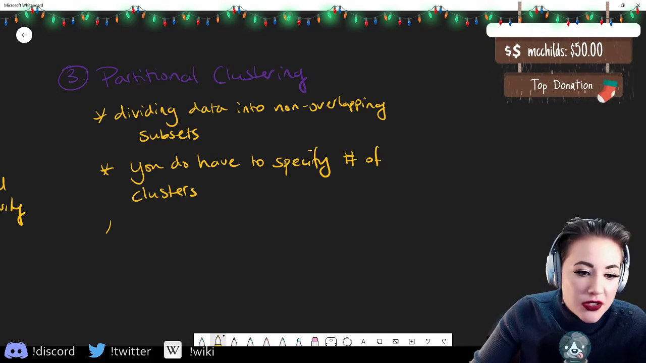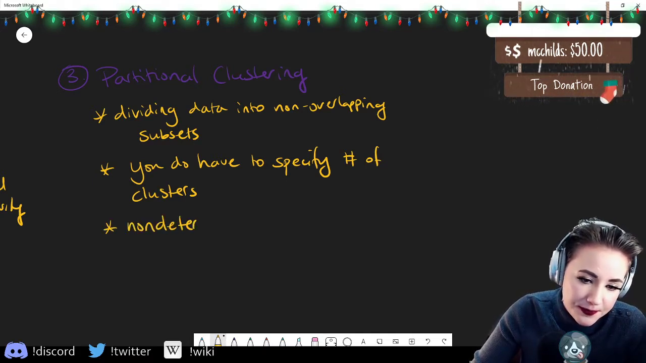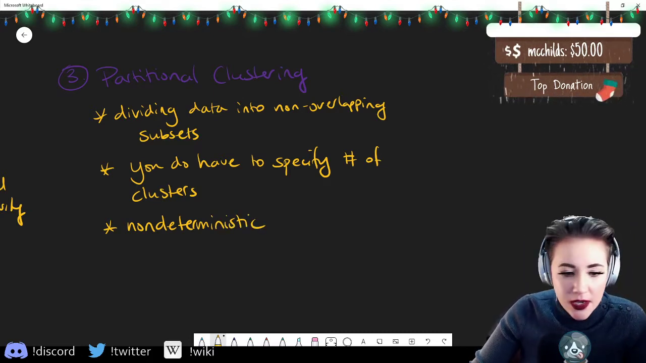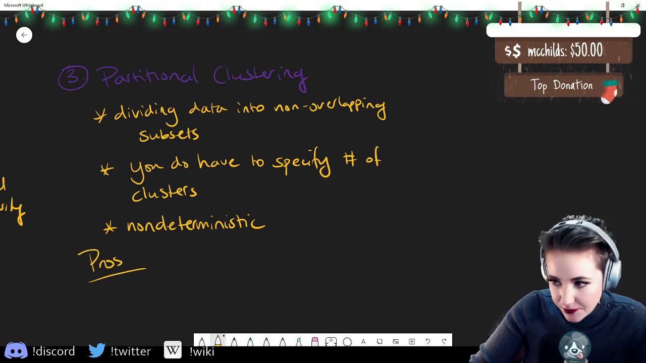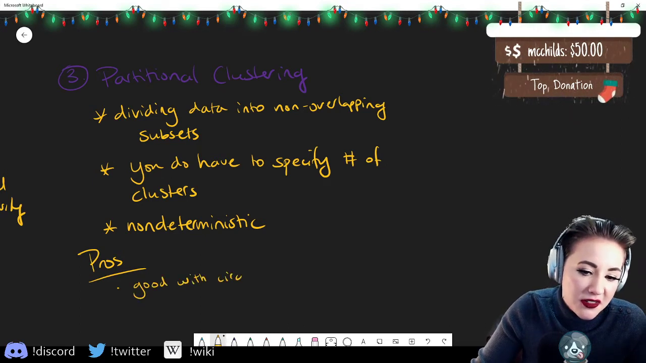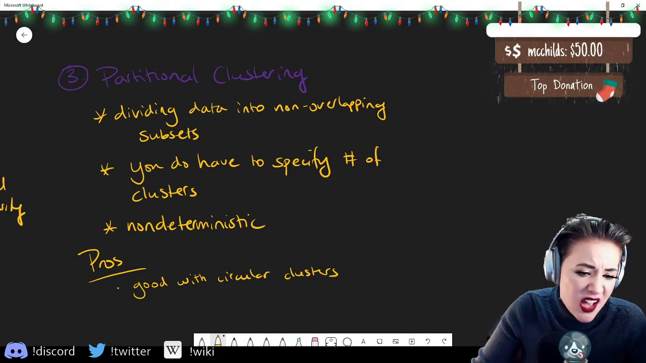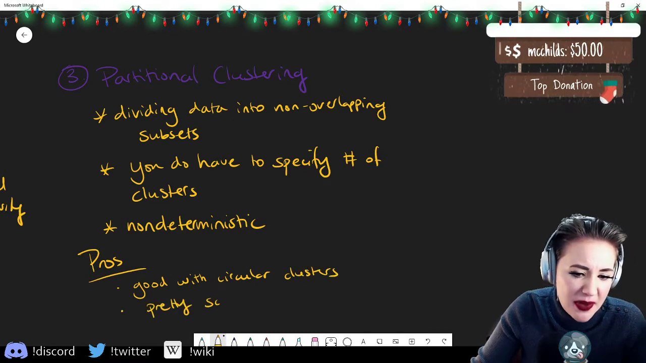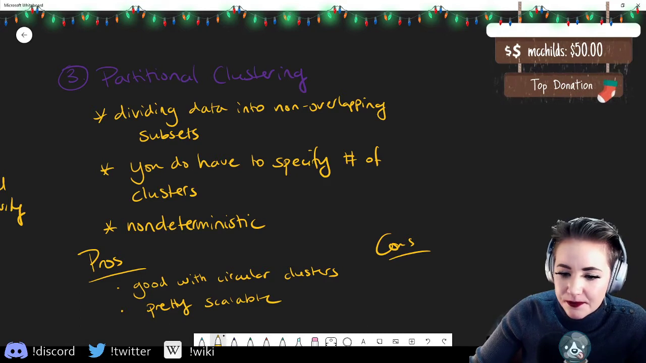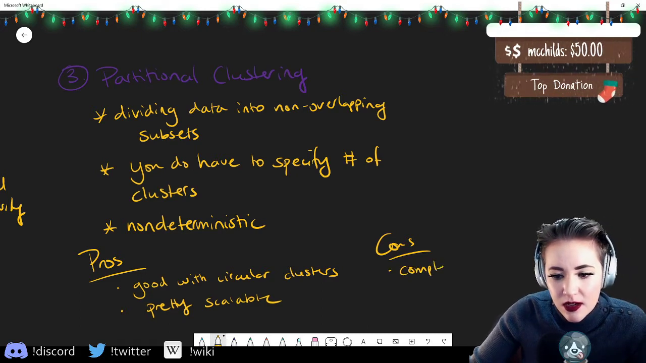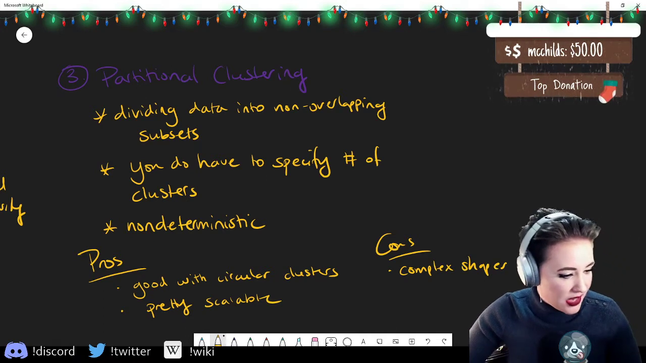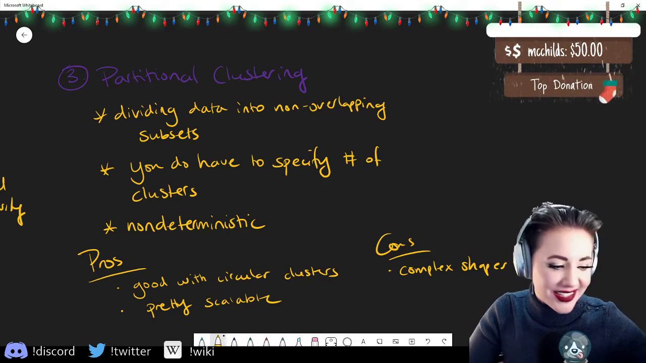Okay, this is also non-deterministic. So if we repeat it, we might get different results. Our pros here: it's good with our circular clusters, and it's pretty scalable. It's not bad, all things considered. Our cons though, just like with the previous one, complex shapes it's not so great with.